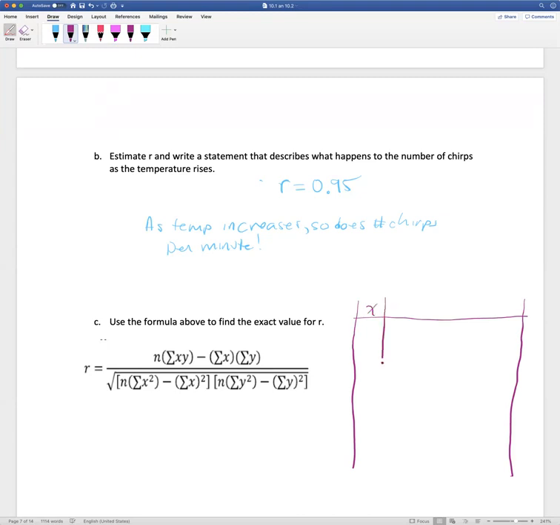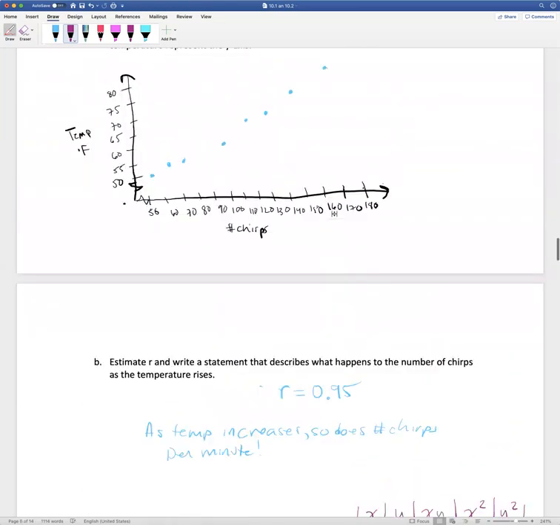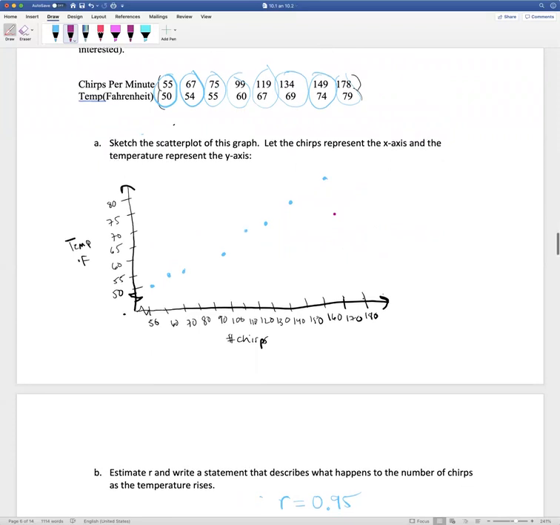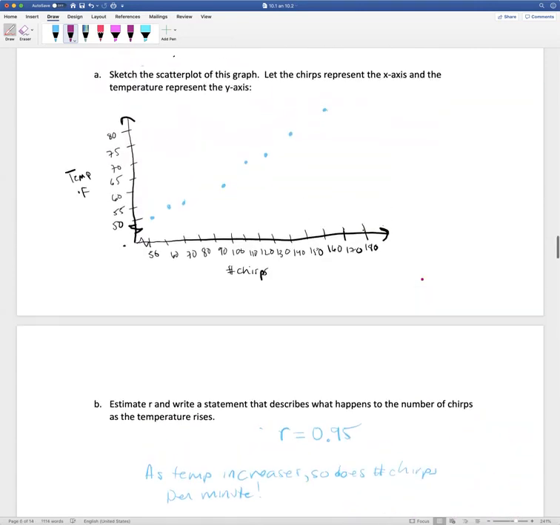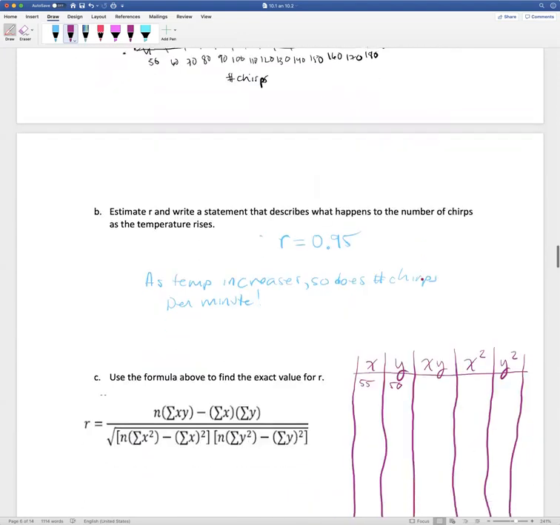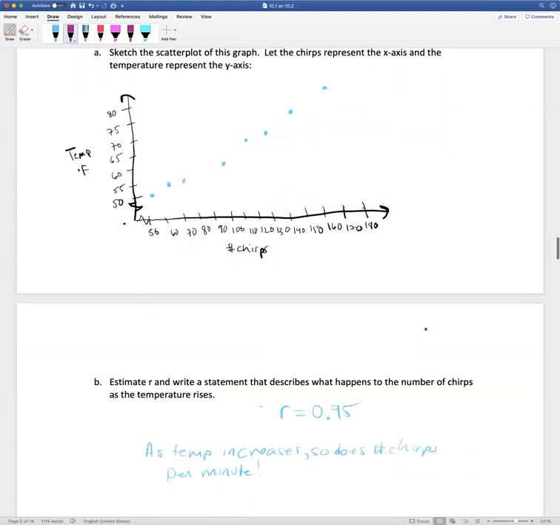X, Y, X, Y, X squared, and Y squared. Okay, so let me get my coordinates over here too. 55, 50. All right. 67, 54. Sorry, I'm going to make you a little nauseous bouncing up and down. 75, 55.